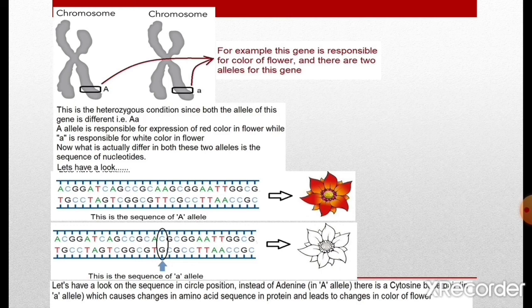So this is all about the alleles. So this is all about the basic terminologies used in genetics. We looked at genes, what genes are, then locus, and what alleles are.